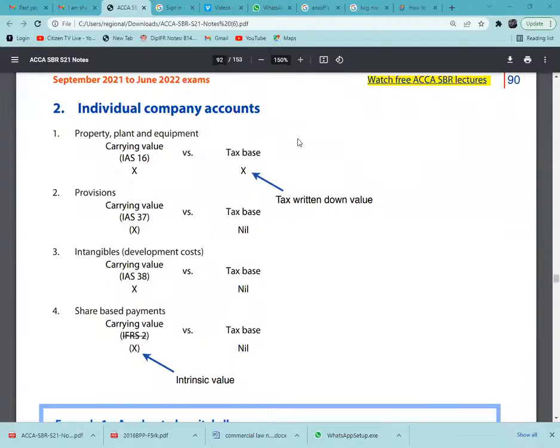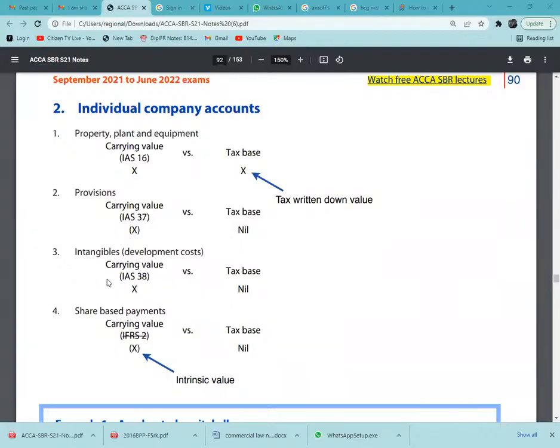Now listen, anytime we see property, plant, and equipment, this is the biggest thing that you're supposed to know. Anytime you see property, plant, and equipment where they want you to calculate a deferred tax, you shall be getting the carrying value equal to the cost minus accumulated depreciation. And then you must give us what we call the tax base. You can see this examiner is underscoring that this one has to be tax written down value. Any provisions will always have what? A nil tax base.